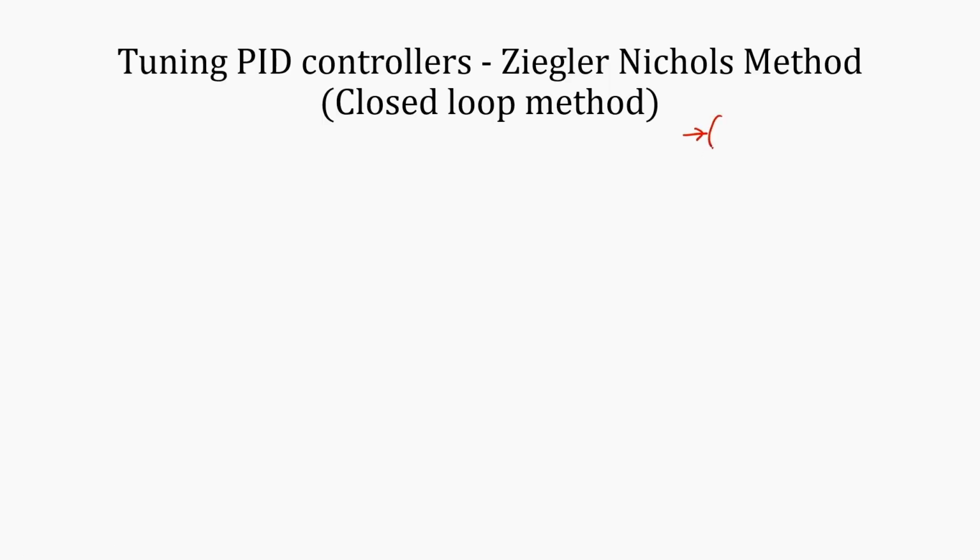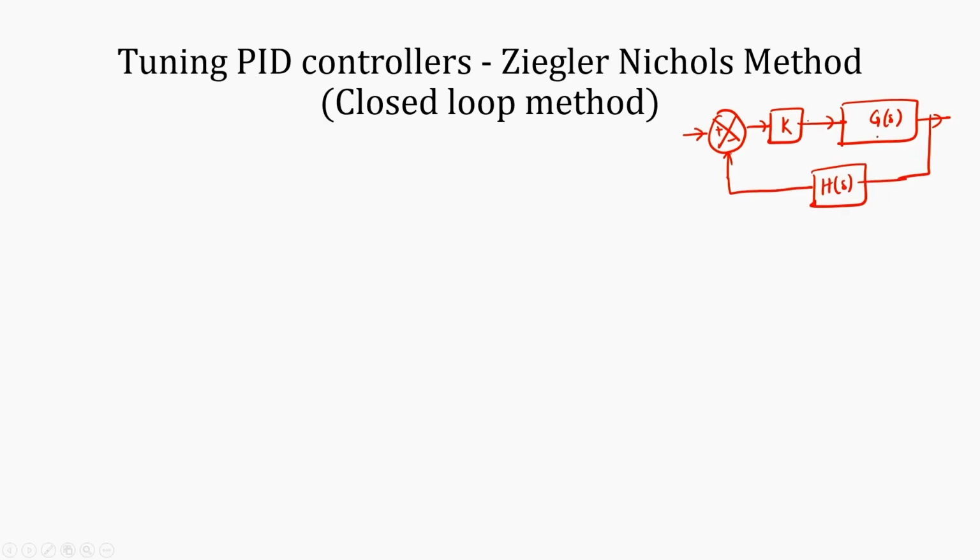In the closed loop method, you have the system and you already connect a controller to it, a P controller. This will be your system. Now that you have connected a P controller, you can change the value of K. Keep Ki and Kd at 0. We are not taking any value of I and D now. We start from 0 and keep on increasing the value of K.